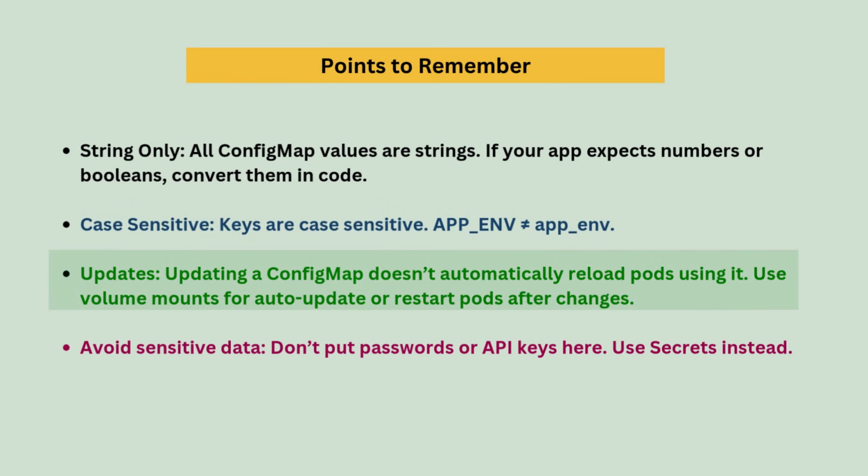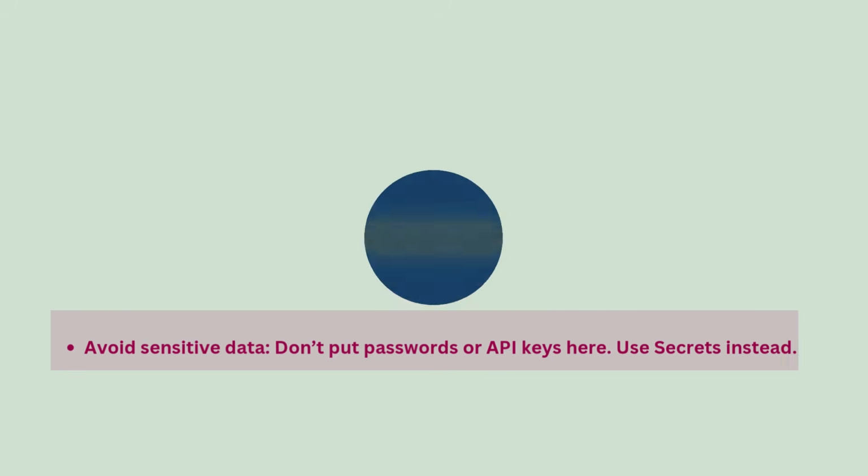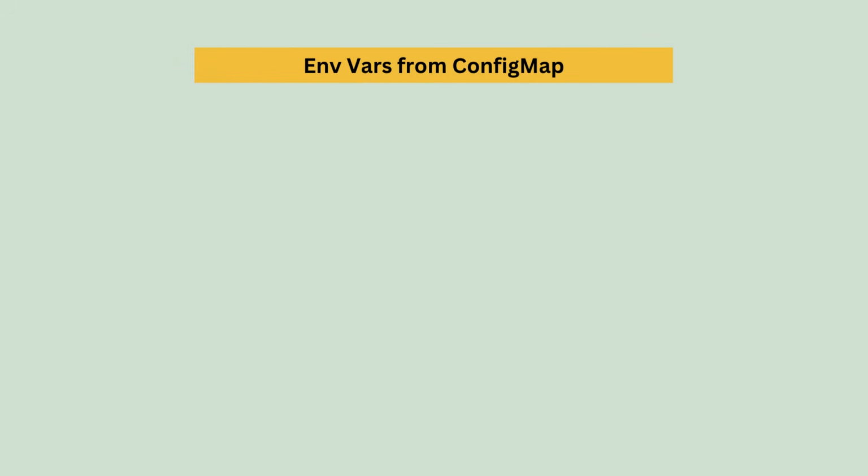Number three is update. Updating a config map does not automatically reload pods using it. Use volume mounts for auto update or just restart pods after changes. Number four is avoid sensitive data. Don't put passwords or any other sensitive data here. We will use secrets for that. Now let's move on to environment variables from ConfigMap.